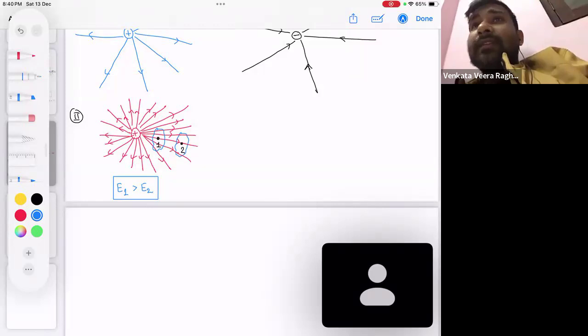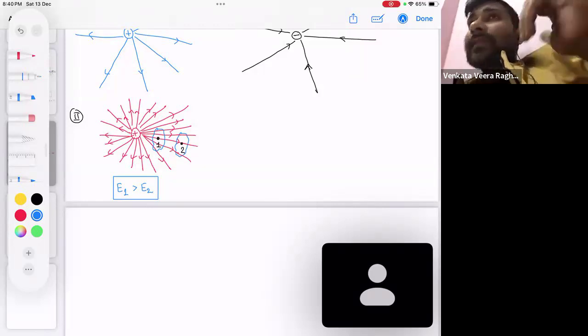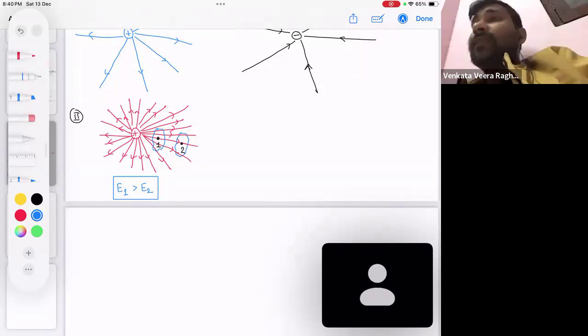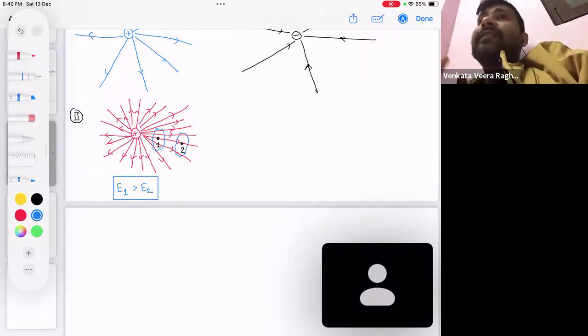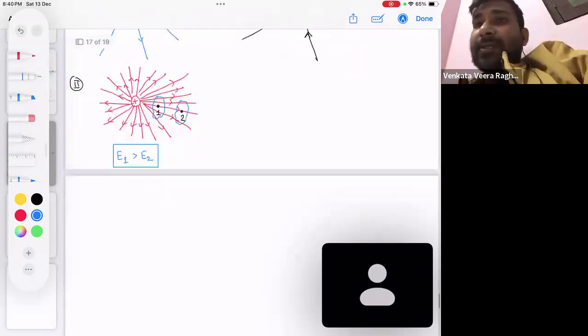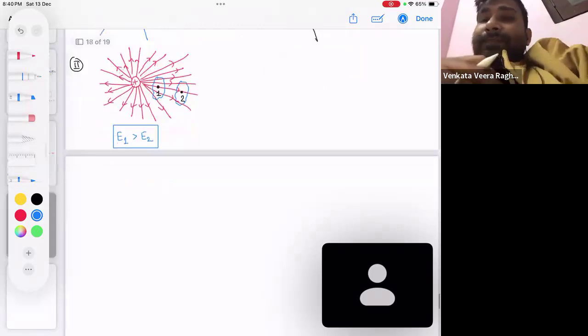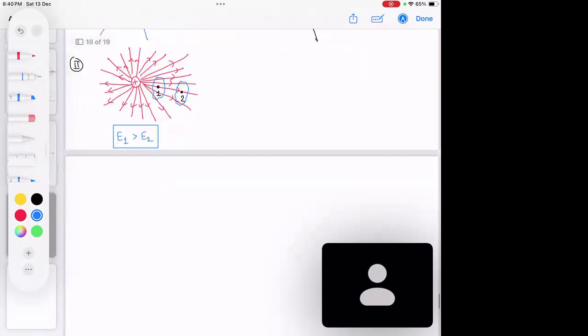You can also see this statement written as: relative strength of electric field lines passing through the area of cross section, or density of electric field lines passing through a cross section area. The more dense the field lines are through a cross section area, the stronger the field will be at that point. Do you understand? Yes, sir.